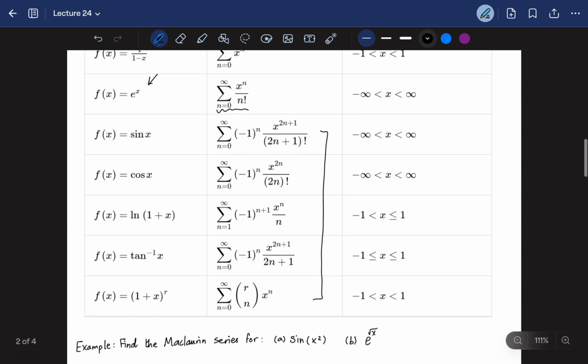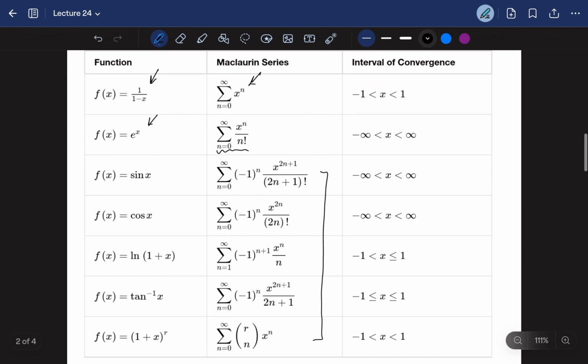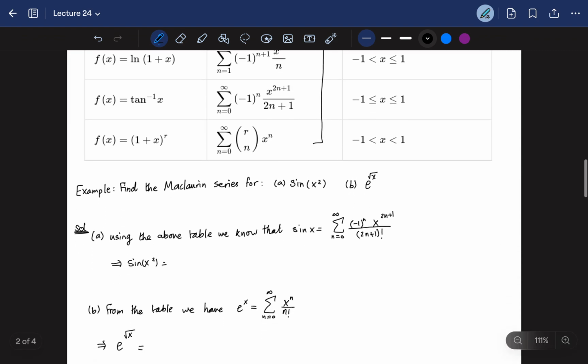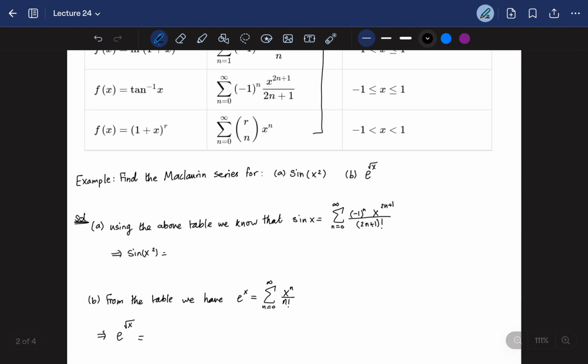So now we're going to use these basic Maclaurin series for these general functions to find the Maclaurin series for other functions related to them. So for example, we want to find the Maclaurin series for sine of x squared and e to the square root of x. Now here, we already know that sine of x is equal to this Maclaurin series from the table.